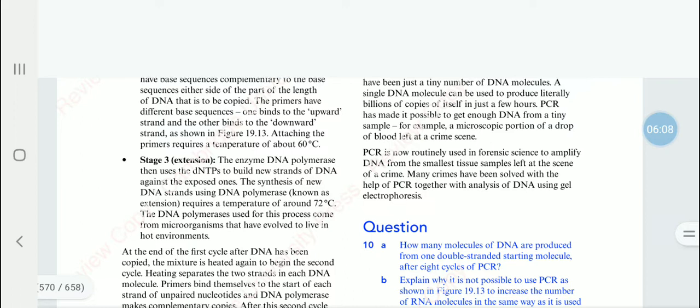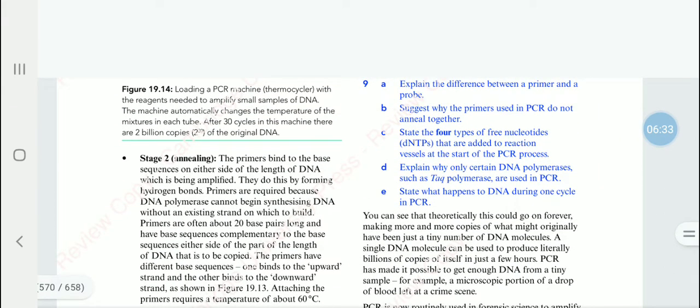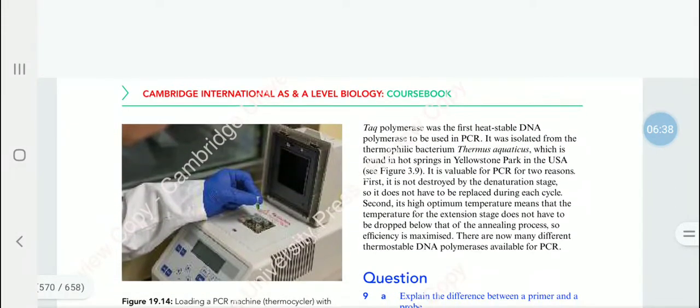The DNA polymerase used for this process comes from microorganisms that have evolved to live in hot environments. After the first cycle, DNA has been copied, then the mixture is heated again to begin the second cycle. The heating will separate the two strands in each DNA molecule. Primers bind to start off each strand of unpaired nucleotides, and DNA polymerase makes the complementary copies. After this second cycle, there would be 4 molecules of double-stranded DNA. This can go on forever.